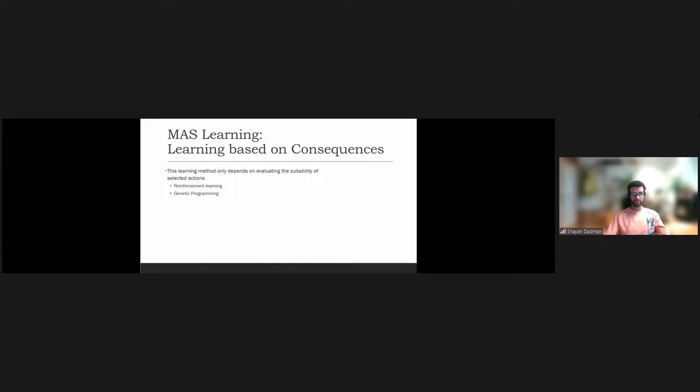The next learning method is learning based on the consequences, which depends on evaluating the suitability of selected actions. This is similar to reinforcement learning and genetic algorithms, where the agents learn through trial and error and by interacting with the environment.